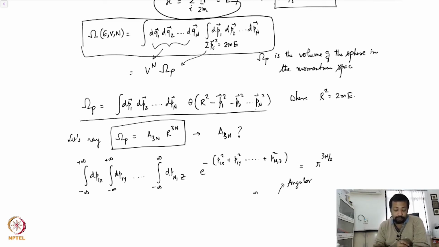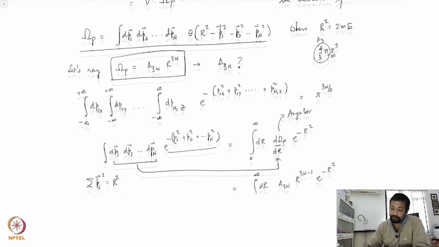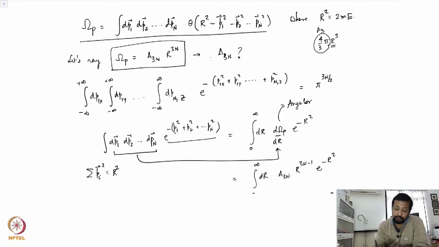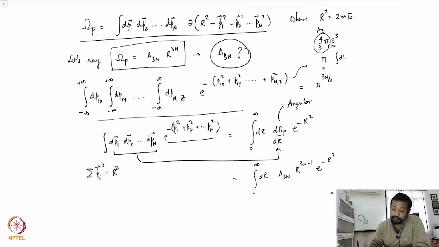Now one has to figure out how to calculate this volume. Let's say this volume is A_3N R to the power 3N, and this is not very different, because I know for a 3-dimensional sphere it's 4 by 3 pi r cubed. So this is the part which is A_3, N equal to 1, right? If N equal to 1, then if you go back over here, the determination of A_3N happens by just looking at this integral. I can separate this integral as a product over i of the integral dp_i e to the power minus p_i squared from minus infinity to plus infinity, and each of these integrals is pi to the power half, so that if you take a product of all these integrals, there are 3N such integrals, and therefore you'll have this to be pi to the power 3N by 2.